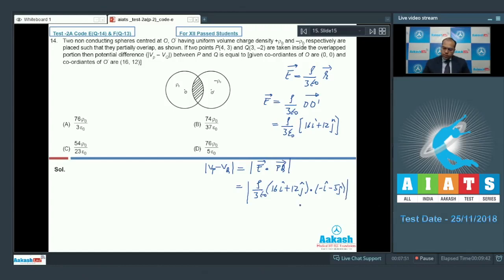So rho is rho naught, as given in the question. So if I write it in this way, it can be written as rho naught. Now, on solving this, we will get 76 rho naught divided by 3 epsilon naught. So option A is the correct answer. So the correct answer for question number 14 is option A. Let's move to question number 15.